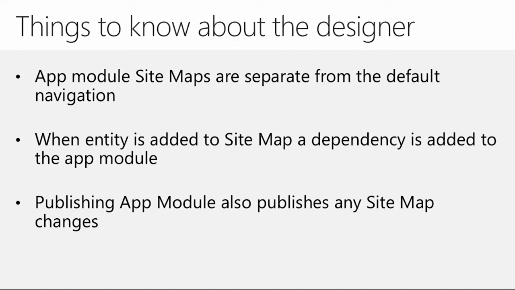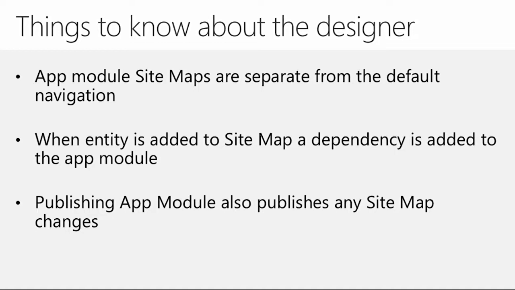So those are kind of the big things to remember. And it really behaves how you would expect it to behave. If you're going to bring something into the sitemap that's not in the application module, it wouldn't make sense that you would want to navigate to something that wouldn't necessarily be there, so that dependency is going to be established. And just like anything, if you're going to be publishing the application, the sitemap goes along with that particular application. So again, it would make sense that you would want the sitemap to be published at that exact same point when the application is published.